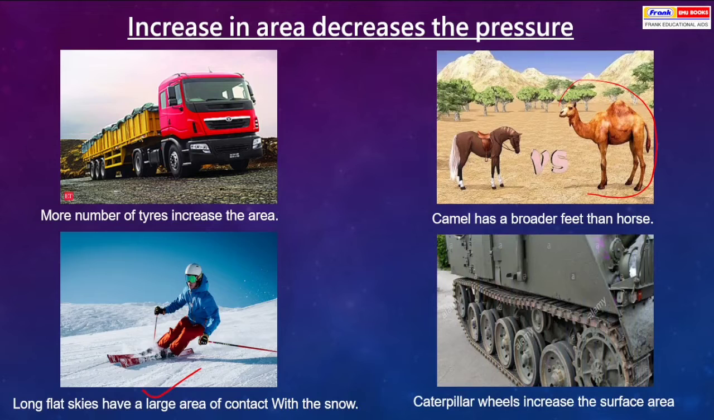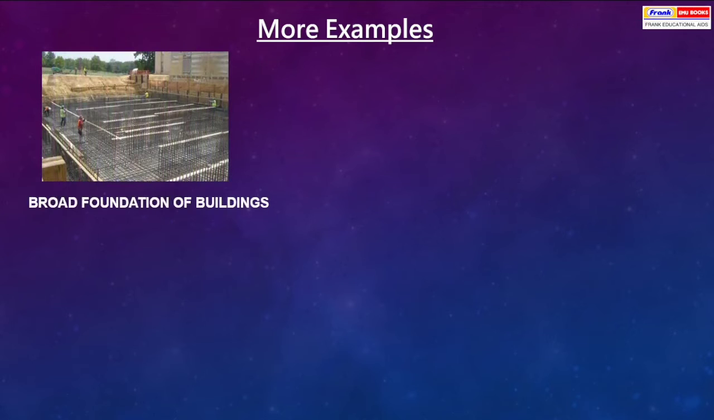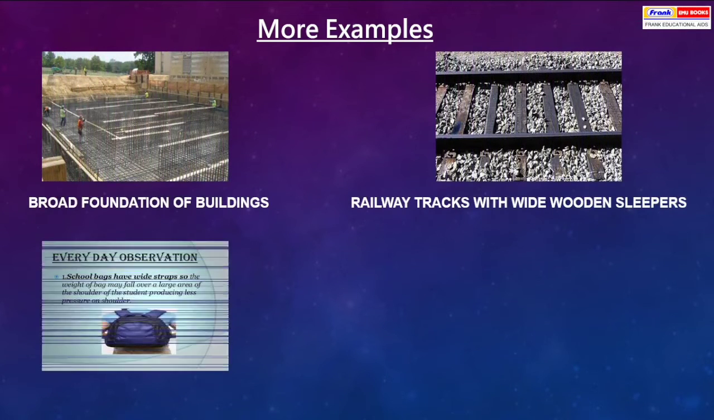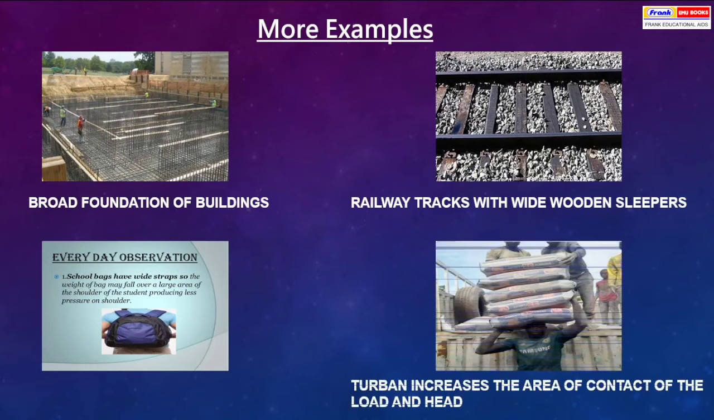Then we have caterpillar wheels. These also increase the surface area and hence exert lesser pressure on the surface they act on. This is why they are used in military tanks as well as in JCBs. Some more examples: broad foundation of buildings, railway tracks with wooden sleepers, school bags having wide straps. Then the turban increases the area of contact of load and head. That is why laborers wear a turban, in order to decrease the pressure on their head.